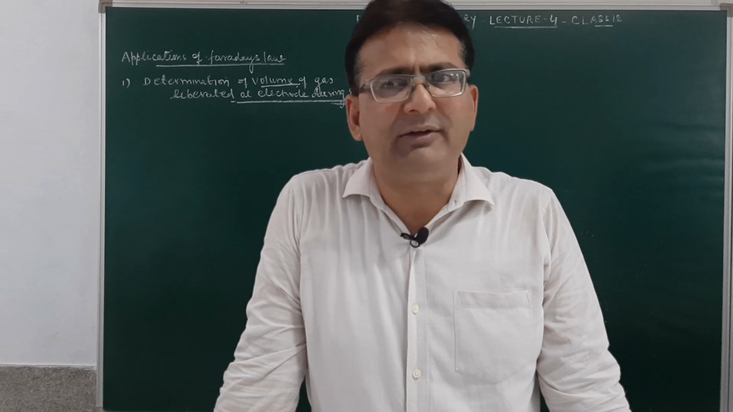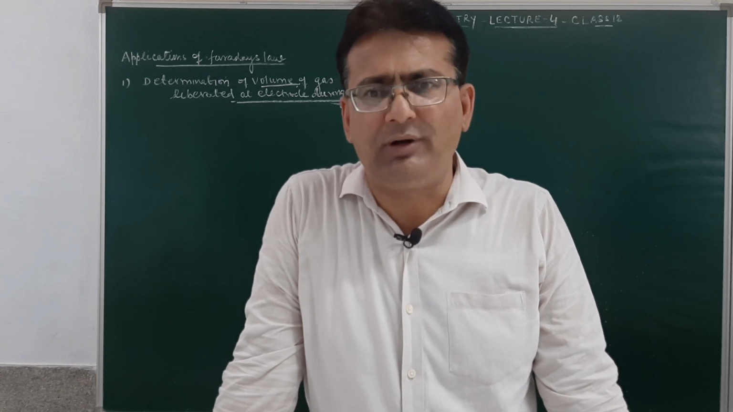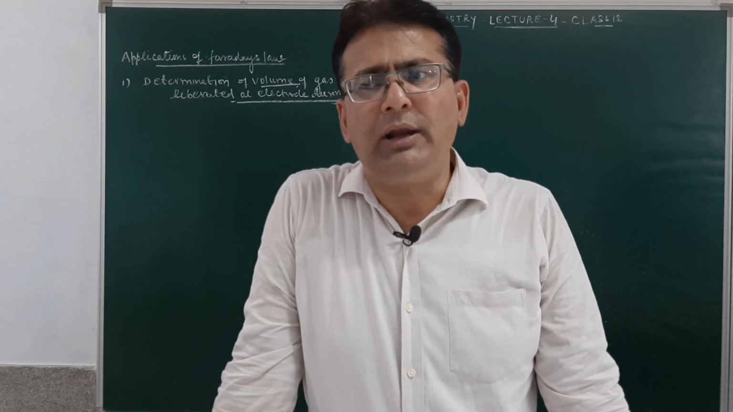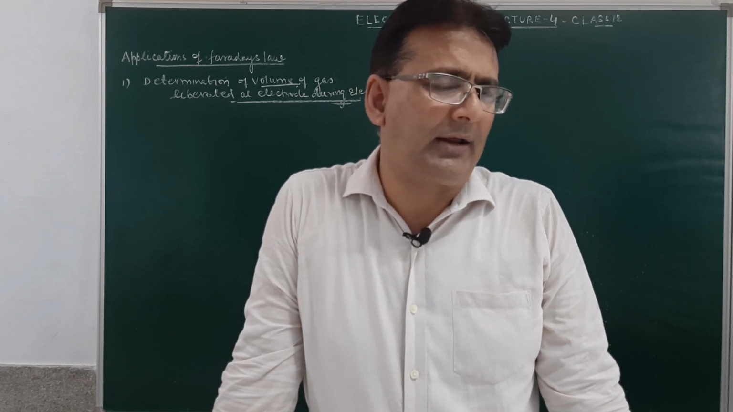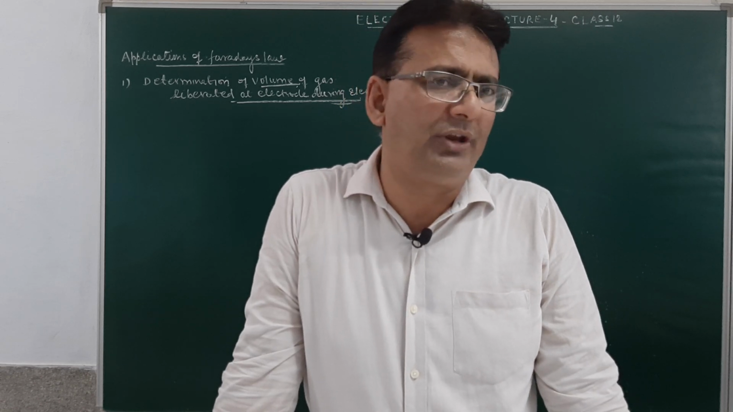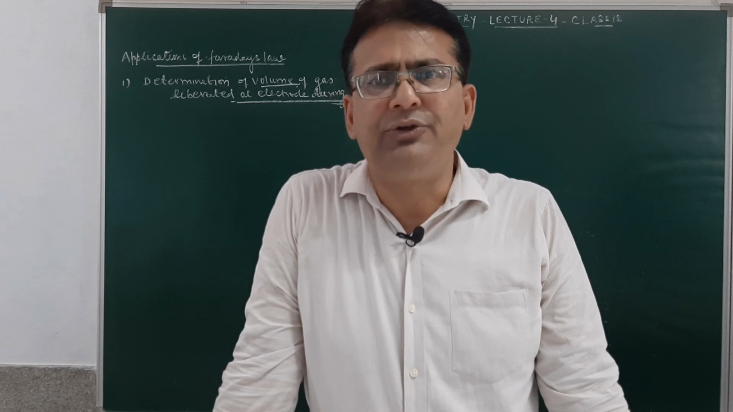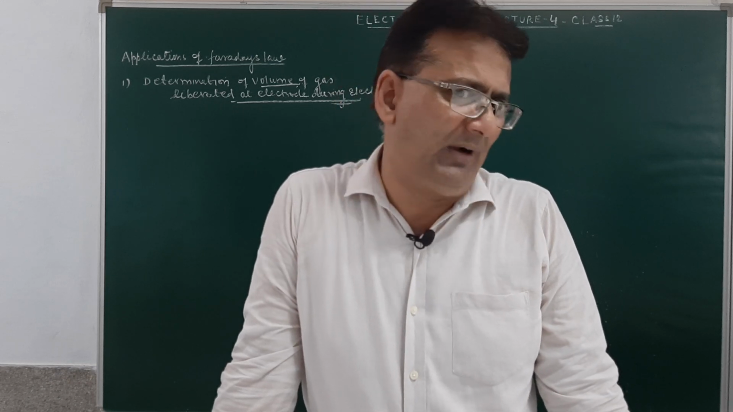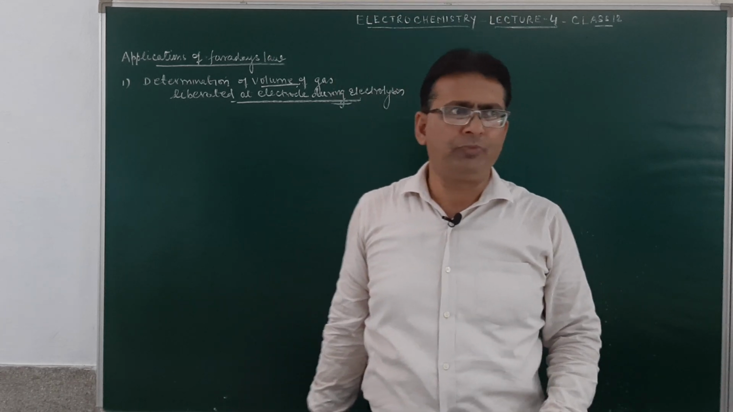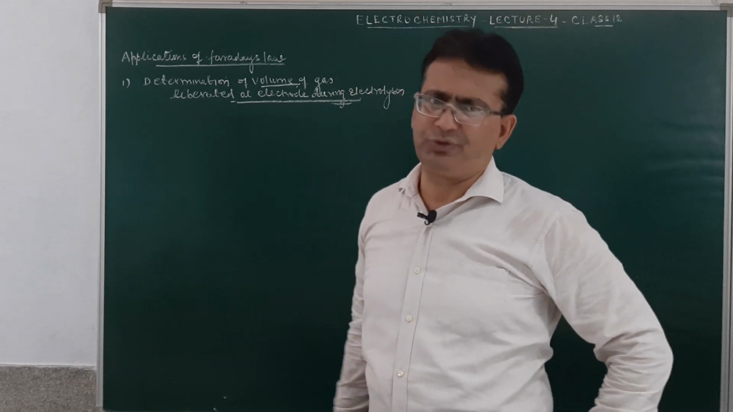Then we also discussed Faraday's second law of electrolysis. In the second law, I told you that when two or more electrolytic solutions are connected in series, the amount of substance deposited on the respective electrodes when electricity is passed through them is directly proportional to their equivalent masses. The formula we obtained was W1 / W2 = E1 / E2. I hope you have understood those.